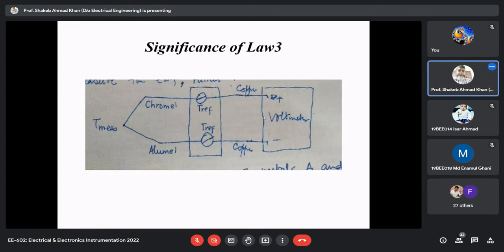Is it okay to all of you? जी बताइए. ये समझ में आया कि नहीं आया? Yes, sir. This is the significance of this law.